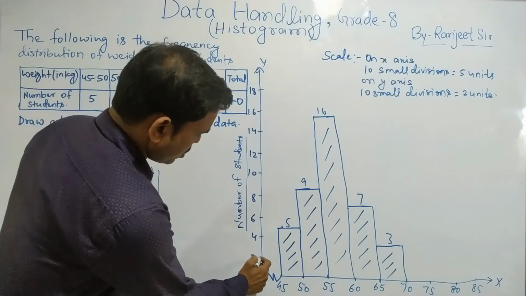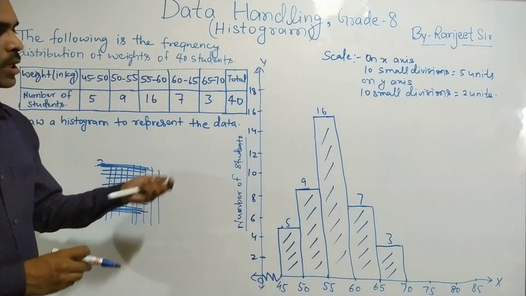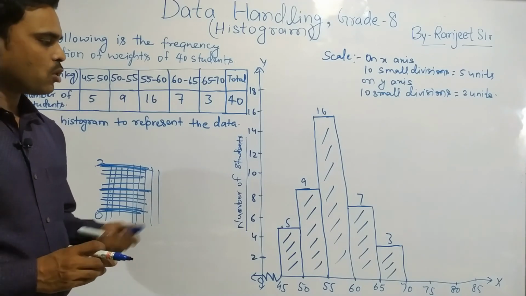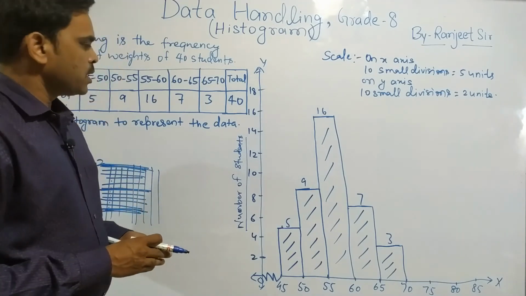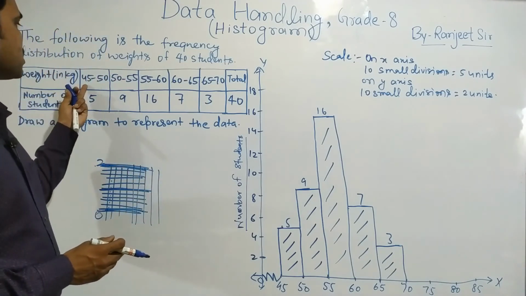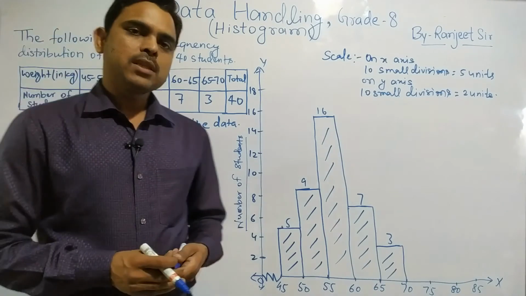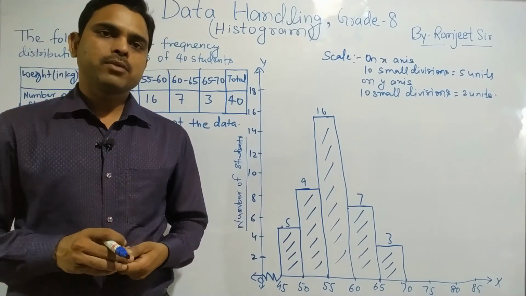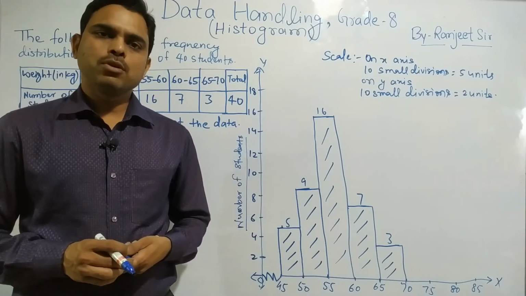Look here. Now in this way you will make a histogram. In a histogram, all the bars are close to each other and there is only one region in this histogram. What is that? The class interval. So we make the histogram by taking the class interval. This is the graphical representation of grouped data.